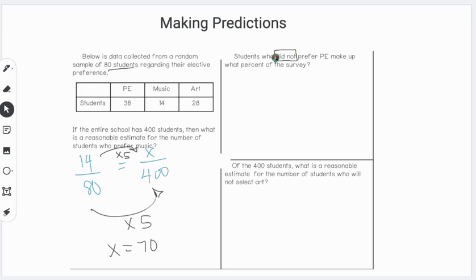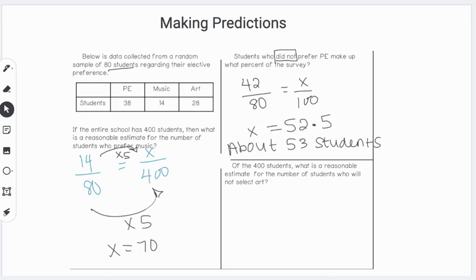So if we know that 38 students did prefer PE, that means that out of 80 students, 42 of them did not prefer PE. So 42 out of 80 did not prefer PE. And since percent is out of 100, we would want to know how many out of 100 did not prefer PE. All right, go ahead and solve this proportion. If you don't know how to easily get from 80 to 100, remember you can cross multiply. All right, and when you solve, you should get 52.5. So since we can't have half of a student, we would round that up to about 53 students.